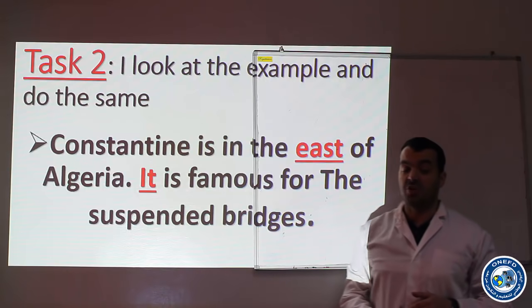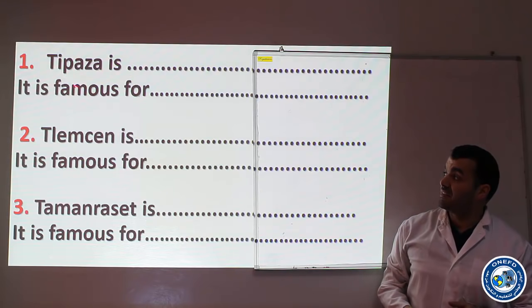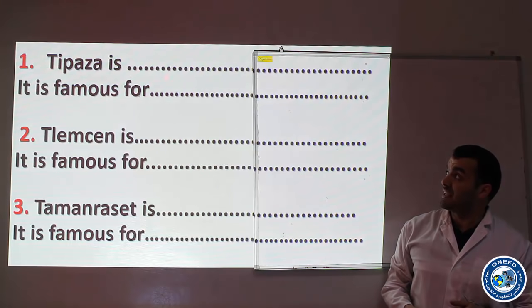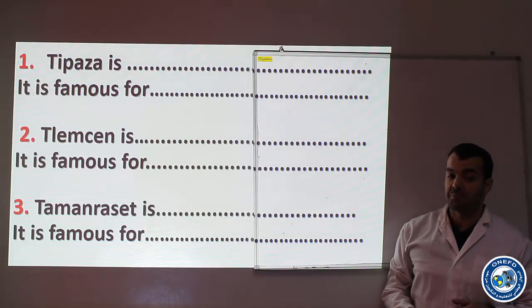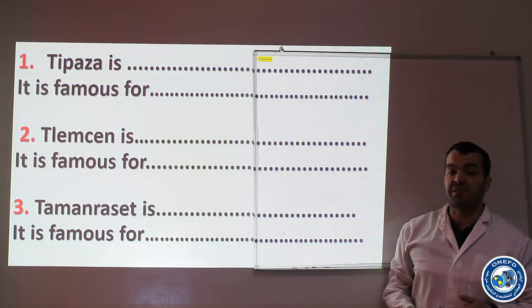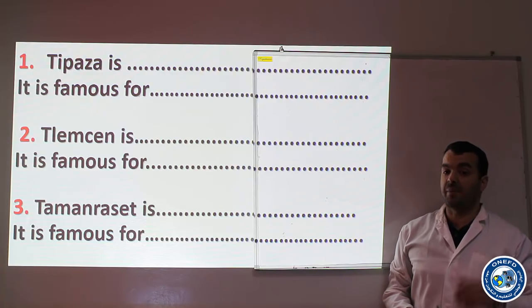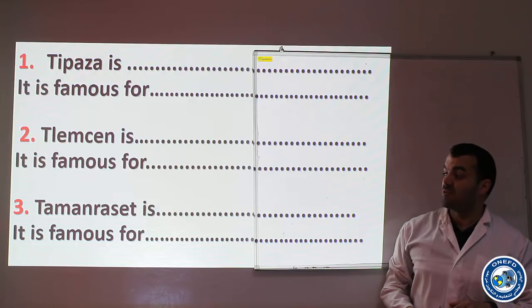So you look at this example and try to do the same. You have Tipaza, Tlemcen, and Tamanrasset. Tipaza is, try to complete, it is famous for. Tlemcen is, where is Tlemcen? What is it famous for? And finally, Tamanrasset is, where is Tamanrasset? And what is it famous for?